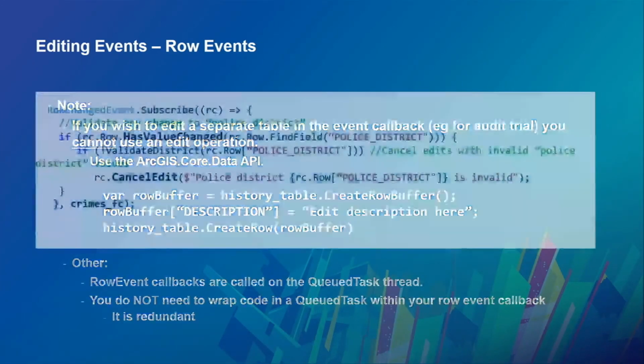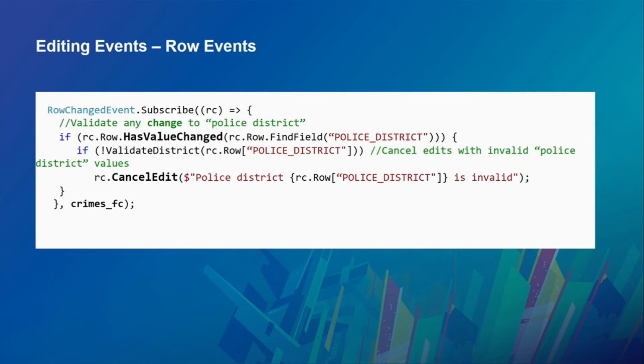Oops, went too far. So here's a little code snippet for the context of my row changed event. I've subscribed. I'm looking at the particular row to see whether the value has changed within that edit. I'm doing a validation on that particular field, and in this instance my validation has failed, so I want to go and cancel the edit.